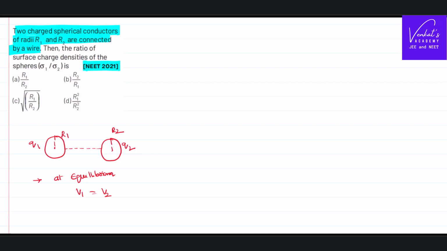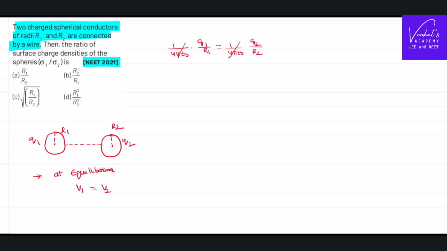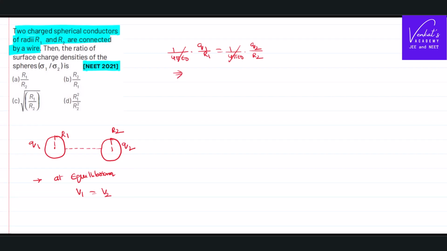We know the formula for the potential as 1 by 4 pi epsilon naught Q1 by R1, the potential on the first conductor, and the second one 1 by 4 pi epsilon naught, charge is Q2, radius is R2. So, from here we can rearrange the terms and write Q1 by Q2 equals R1 by R2. That is one part of the problem.